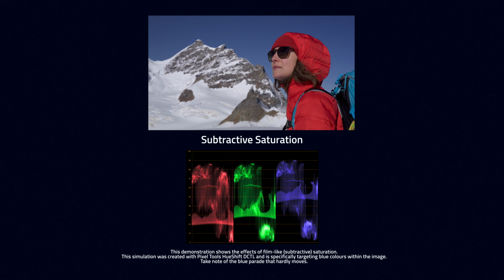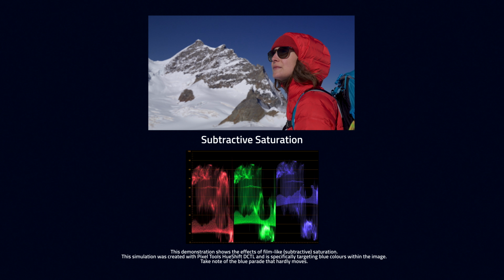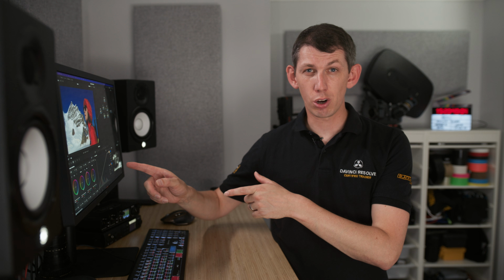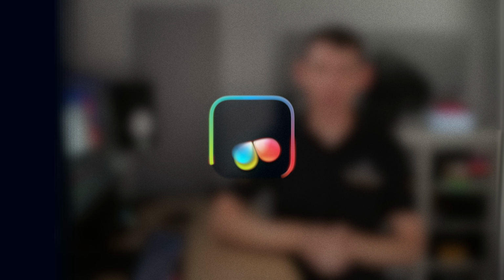As a result, many people still consider film-like saturation to be more aesthetically pleasing than the way that digital cameras render highly saturated colors. Filmic saturation is the gold standard. The native saturation controls in DaVinci Resolve apply additive saturation. As a result, if you overwork this control, you can create an unpleasing image. So here's 3 ways to simulate subtractive saturation in DaVinci Resolve.